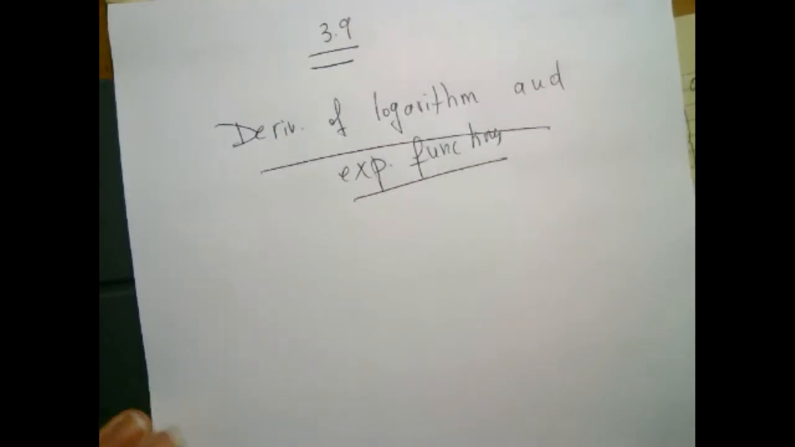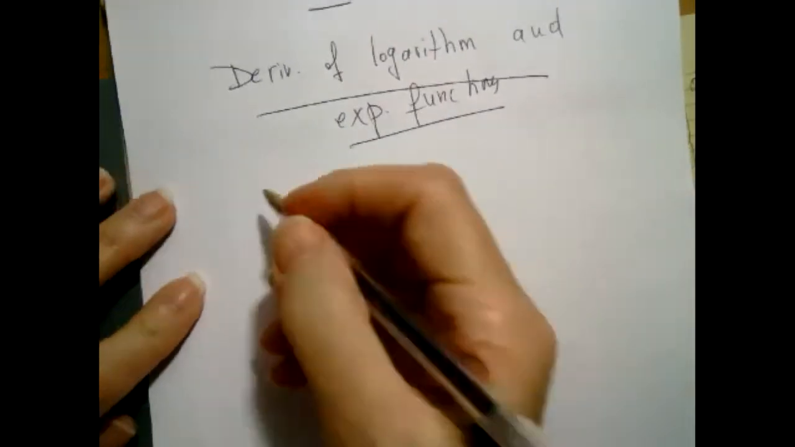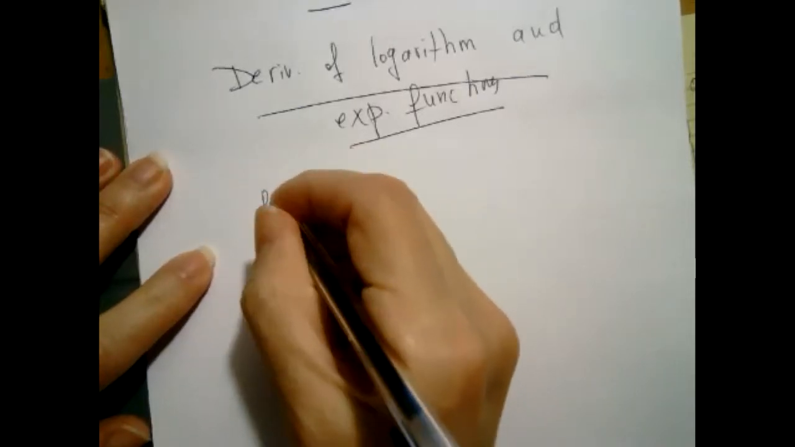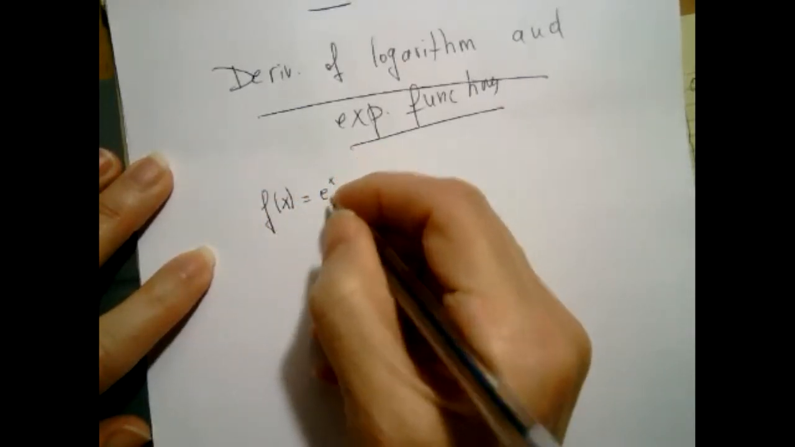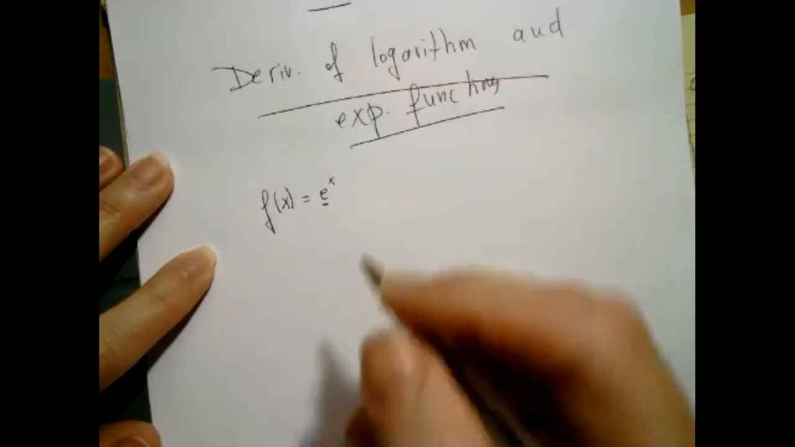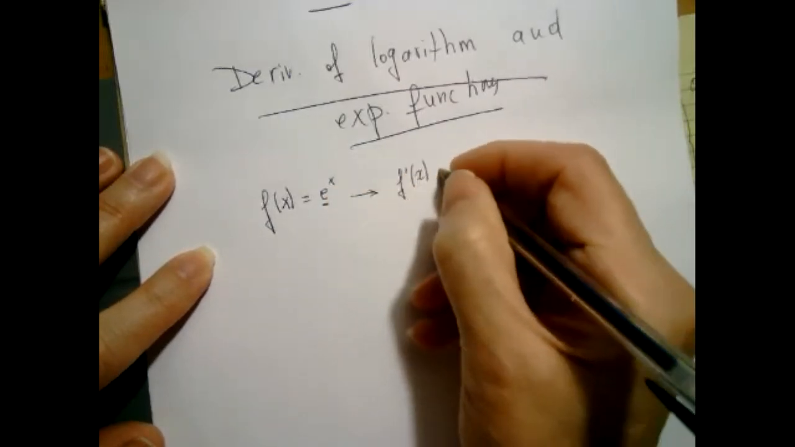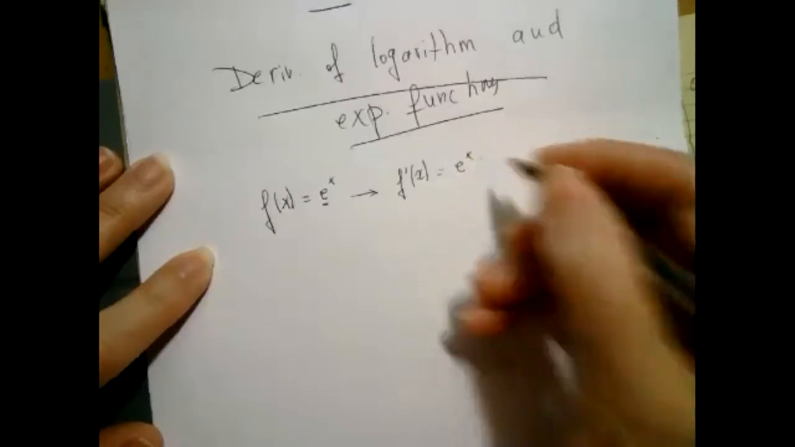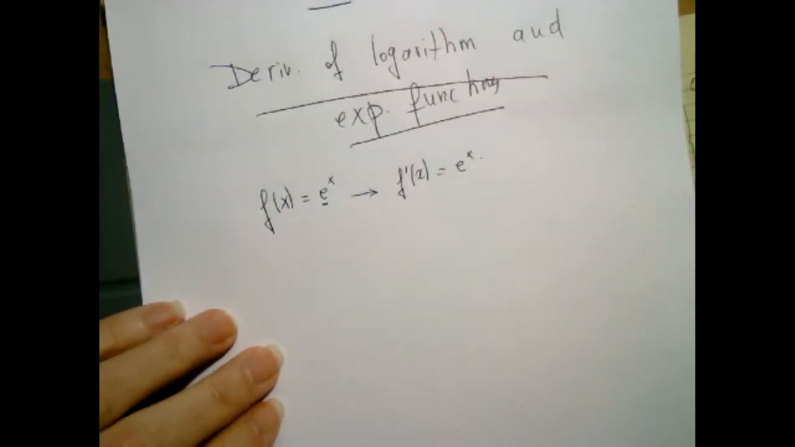All right, so first we start with the exponential function. What do we mean by the exponential function? It means what we've seen so far: if f of x equals e to the x, the base is e, then the derivative is e to the x. We've seen that.